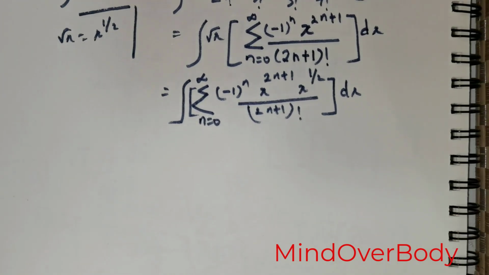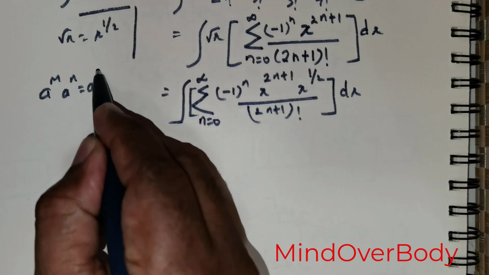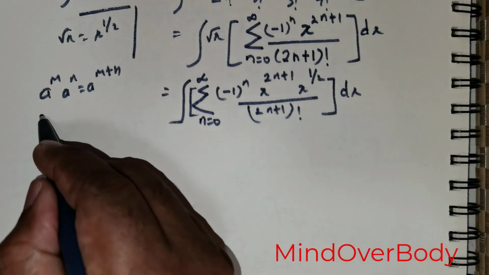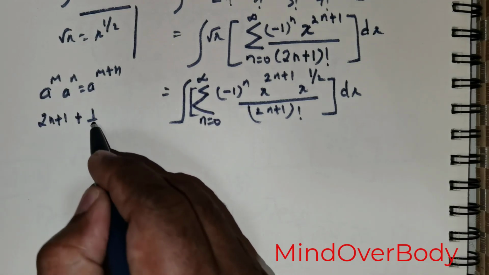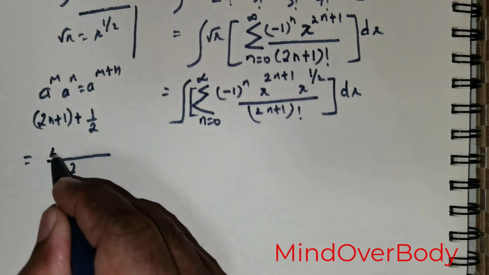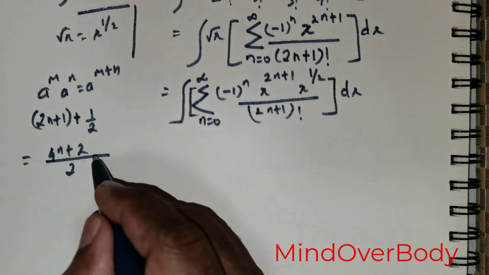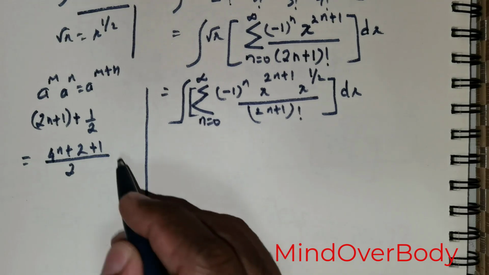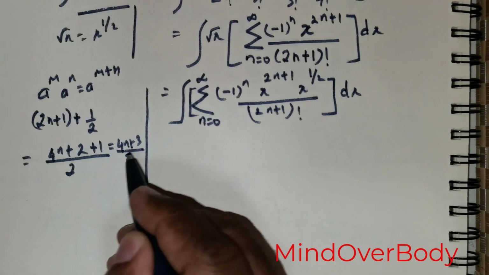Now using the law of indices, which is nothing but a raised to the power m times a raised to the power n is equal to a raised to the power m plus n. Now this is going to be 2n positive 1. It has to be added with 1 over 2. So when I do that, then this is going to be 4n positive 2, right, and positive 1, which is equal to 4n positive 3 over 2. So this is what you've got.